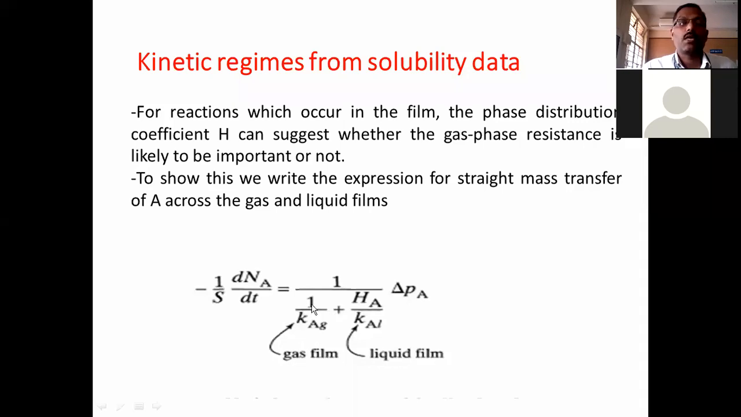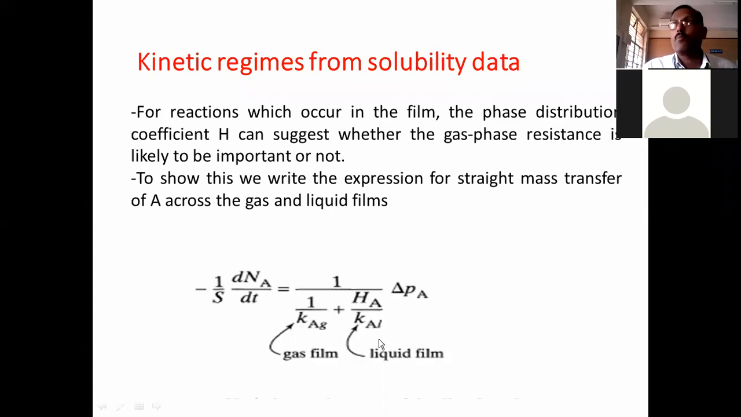Now this 1 upon kg means gas film resistance and HA upon KL, that is the liquid film resistance. This equation is generated from the solubility data, and this is from the interfacial mass transfer. So here from the solubility data we get the equation. Now here 1 upon kg plus HA upon KL. This 1 upon kg is the resistance offered by the gas film, and this HA upon KL is the resistance offered by the liquid film.